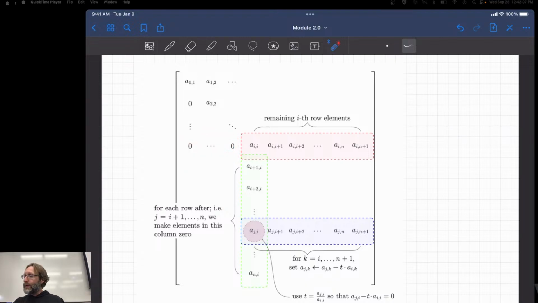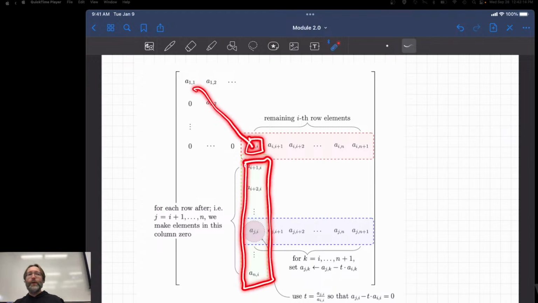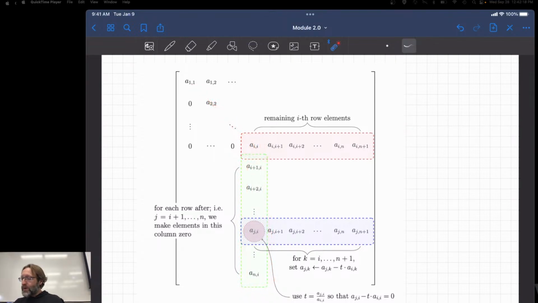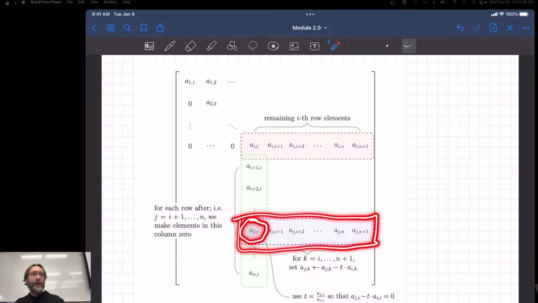What I need to do is look at a sub ii, which is on the diagonal here, and I need to make everything below it 0. To do that, let's jump into the middle of that algorithm, where I'm looking at the jth row right here. How do I make that entry 0?